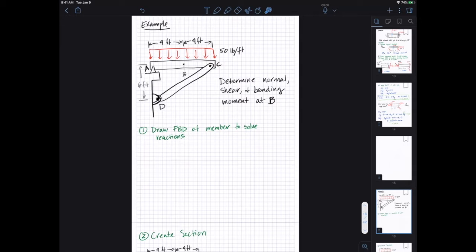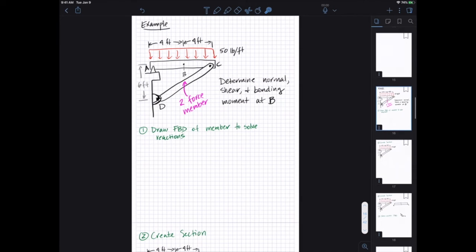One important thing to notice right away is that CD is a two-force member. AC is not, because we have that extra distributed load, but CD only has loads acting at pins C and D, and so therefore we know its line of action. So again, let's go ahead and draw the free body diagram for this member and solve for the reactions.